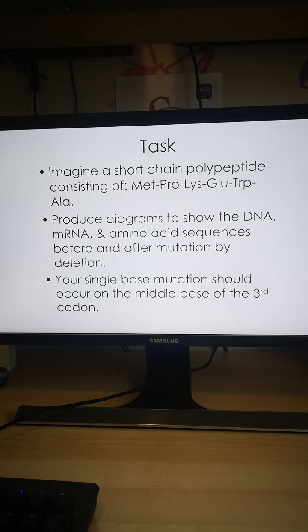That helps you understand it. But if you fancy a challenge, come up with the codes on your own. Your DNA code, your mRNA code, and obviously it should match your amino acid sequences. I want you to do a before and an after mutation. It's a deletion mutation I want you to do, and your single base mutation should occur on the middle base of the third codon. Okay, if you're not sure, that's okay.